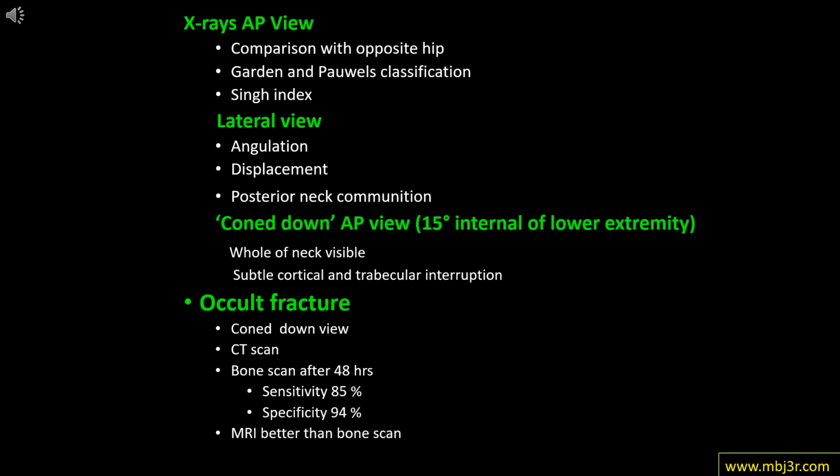In an occult fracture, do a cone down view or a CT scan or a bone scan after 48 hours, which has a sensitivity of almost 85% and specificity of 94%. MRI is better than bone scan. If you have a doubt, do an MRI scan of the hip joint if the X-ray is normal.